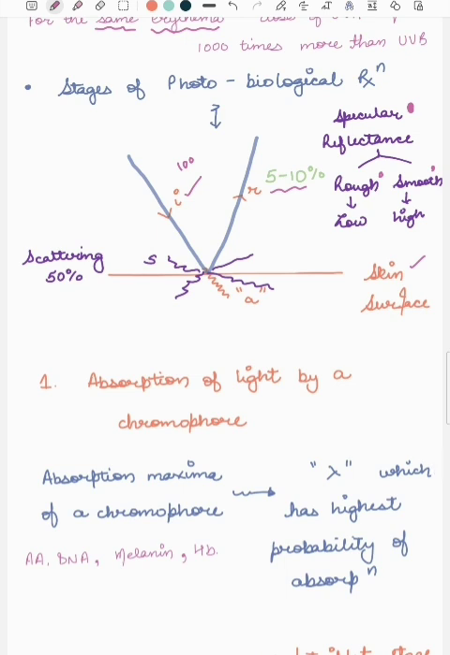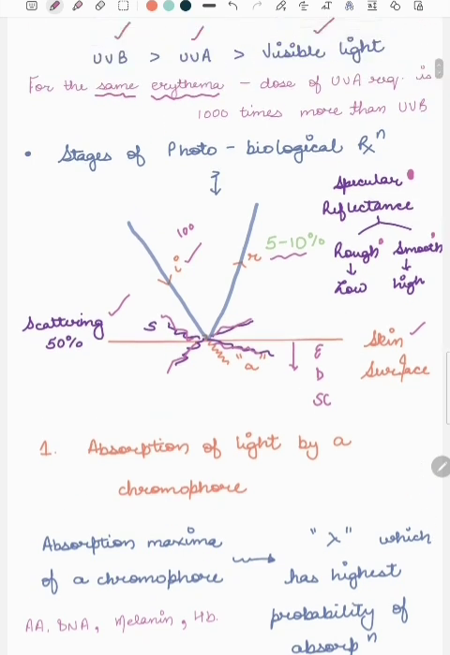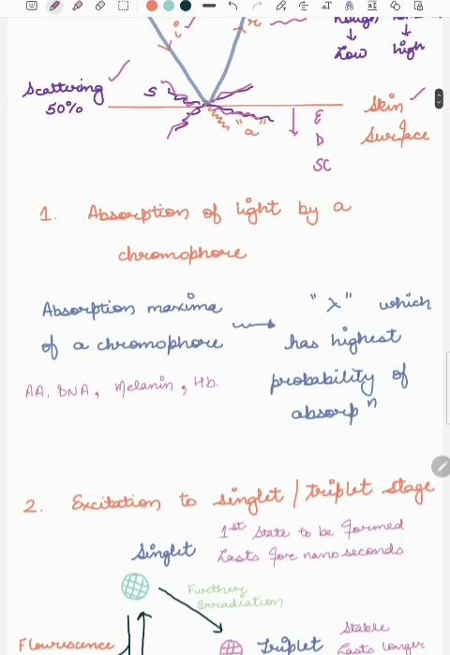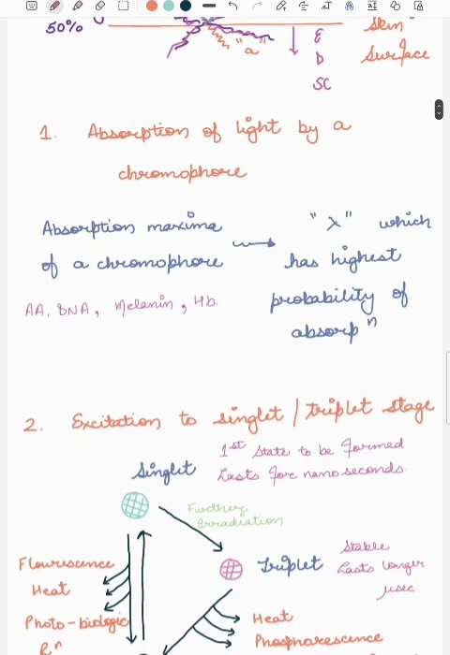Next, 50% is being scattered haphazardly. And then lastly, we have the absorbed radiation, which is moving into the layers of skin, that is the epidermis, the dermis, and the subcutaneous tissue. However, UVB does not have much penetrance in comparison to UVA. Longer the wavelength, more the penetration. Now, the light is absorbed into the skin.